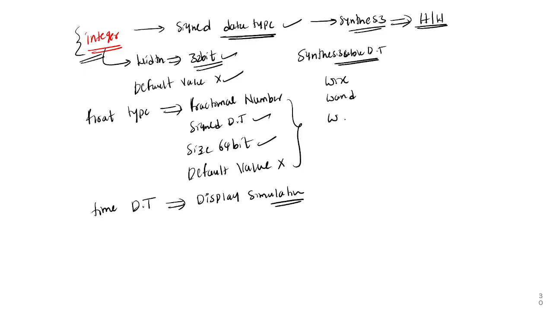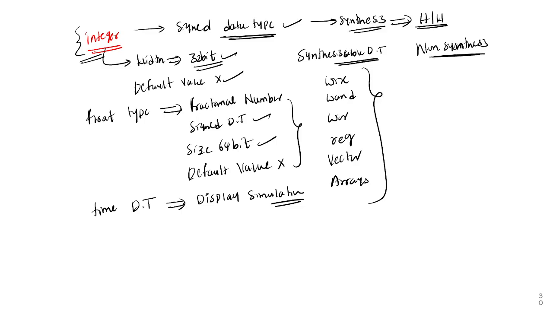The var data type, and next the reg data type. And next vectors and arrays, which I will explain later. Vectors and arrays are synthesizable data types. Non-synthesizable means those will not be converted into hardware. Non-synthesizable data types are the float data type and the time data type. So this is about the data types.